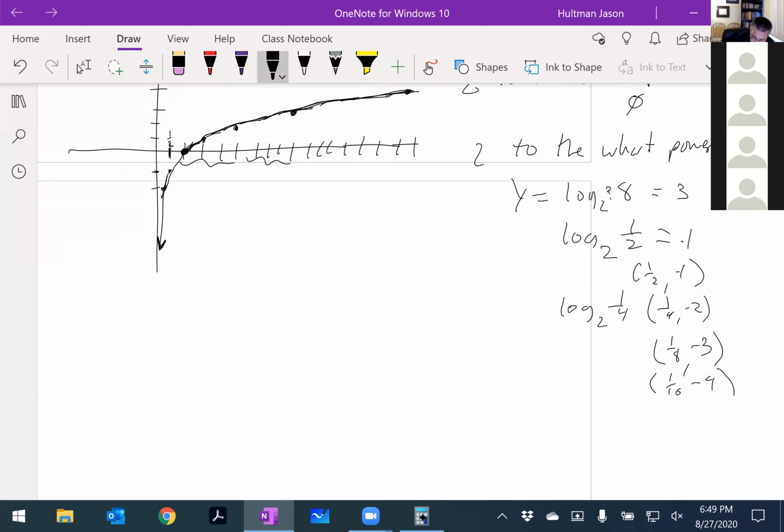Which brings us to a property of logs. If I have y equals log base b of x, then x has to be greater than 0. I cannot plug in a value that is negative or 0. It's not in the domain, right? So what's the domain here? The domain goes from 0 to positive infinity for any logarithm.